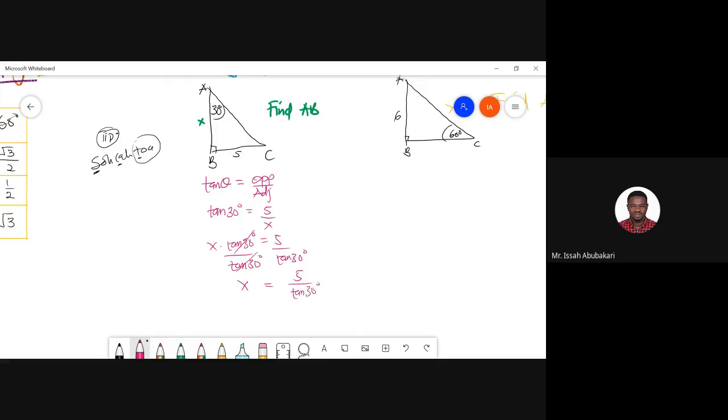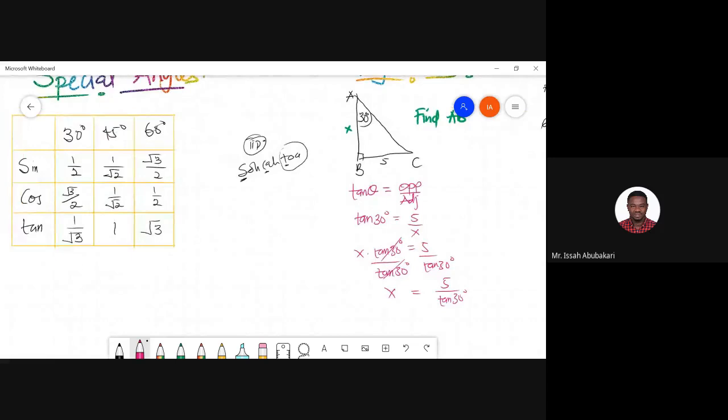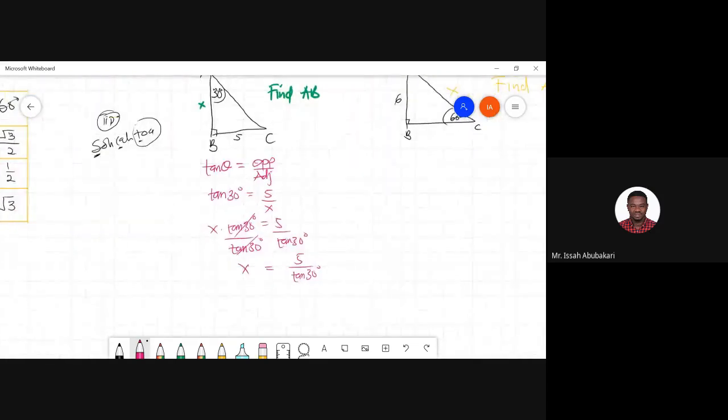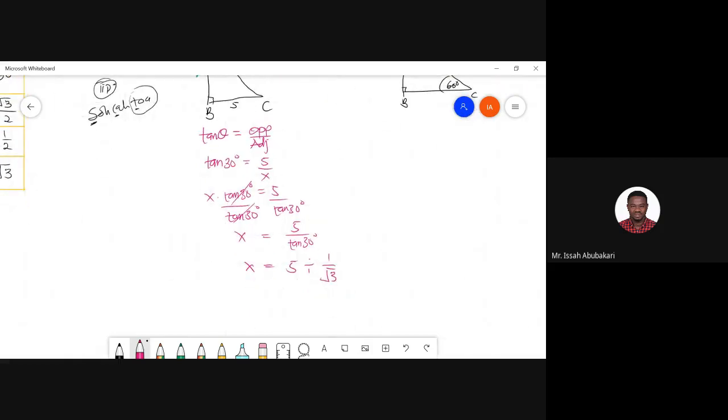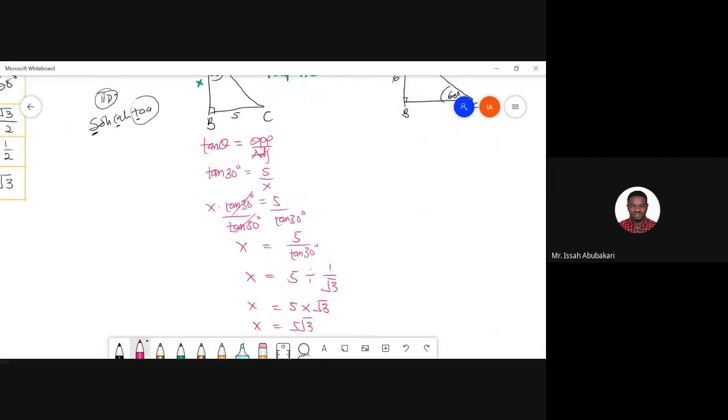But in our special angles, we said tan 30 is the same as what? 1 divided by root 3. So we are going to have x is equal to 5 divided by 1 divided by root 3. But we need to write this in a multiplication or simplest form. So we are going to turn this one upside down, and change it to multiplication, and we are going to have root 3. So at the end, x is equal to 5 root 3. That will be your final answer.